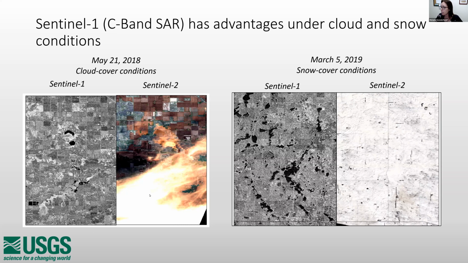When we have a cloud there, we essentially lose all of our information and data about what's happening on the ground. But you can see here on the left, this is what the Sentinel-1 image looks like the same day, and we retain all that information because the SAR satellites can see right through those clouds. And the same is actually true for snow cover. On the right here, you can see the Sentinel-2 image. It's going to be pretty darn hard to look at that image and map surface water. But on the left, this is collected the exact same day, and we still have most of that data intact.